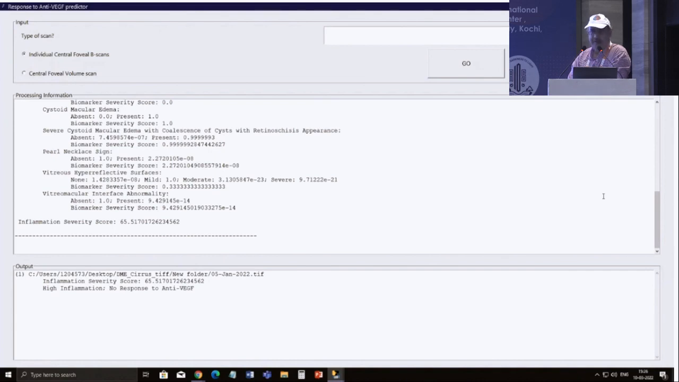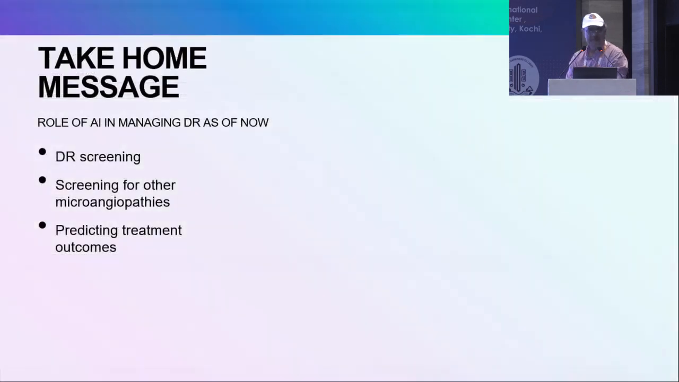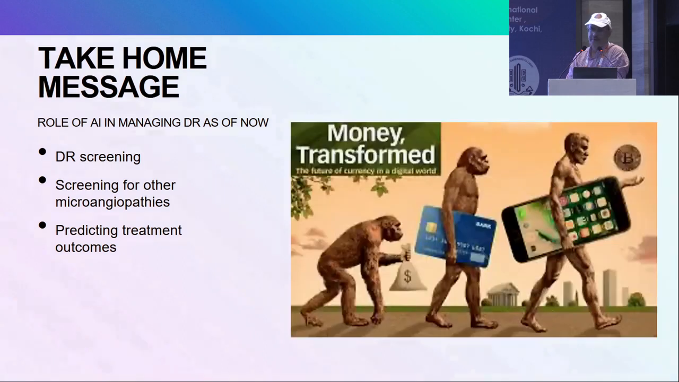Sounds pretty interesting. So what is the take-home message? That diabetic retinopathy AI is a screening tool. Simultaneously, we can screen other angiopathies, and ultimately it can be used as a predicting tool for outcomes. And that is the chart of evolution. So I thank Dr. Raman for sharing his slides.